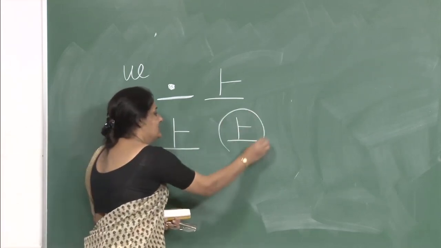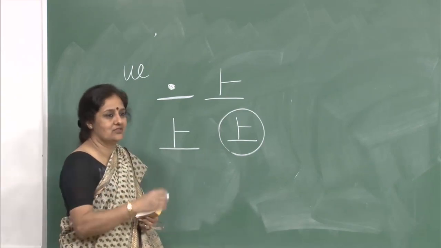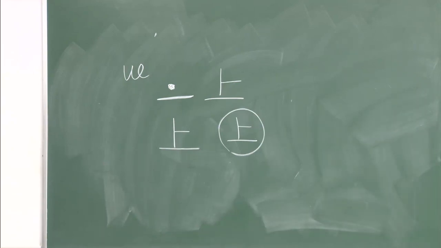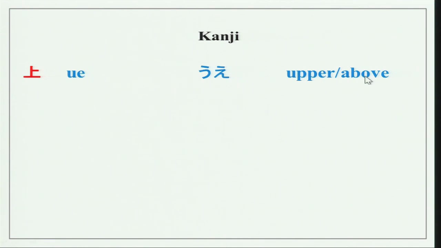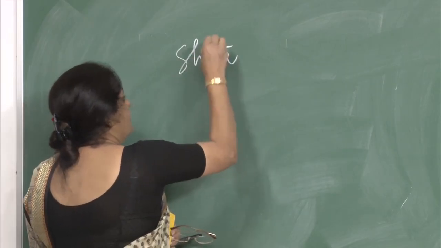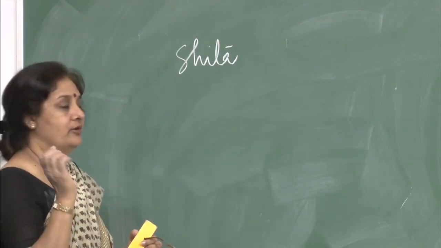Anytime you look at this character, it means something is on top. So, you have it here for you. Ue over here. Ue means upper, above or on top. A three-stroke character. Then you have another one. This is another word that you have done today, which is shita. Shita meaning under or below.